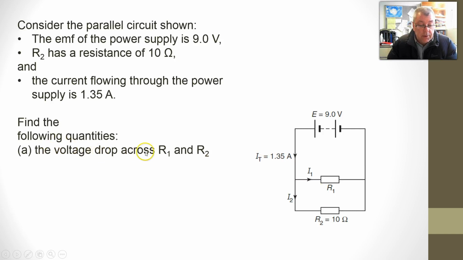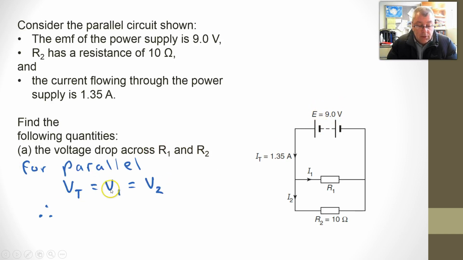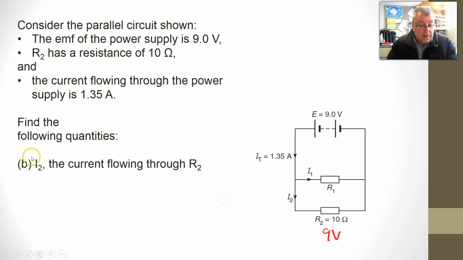What's the voltage drop across R1 and R2? Now remember, this is a parallel circuit and it's 9 volts, so for parallel all the resistors get the same voltage, therefore they're both 9 volts. Don't confuse that with series.